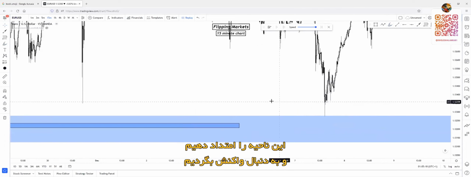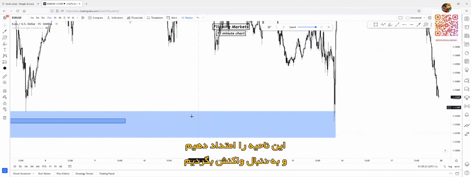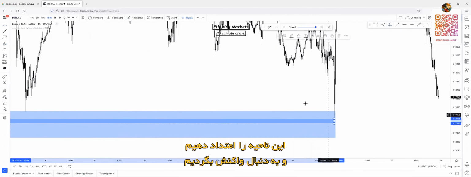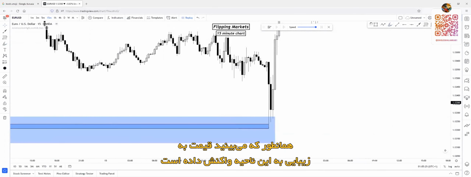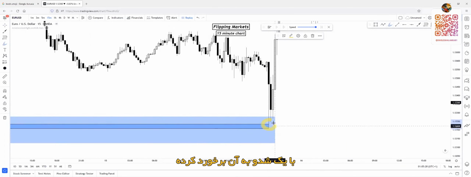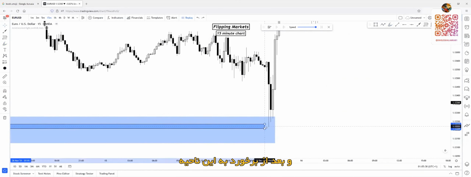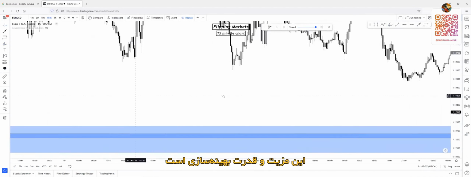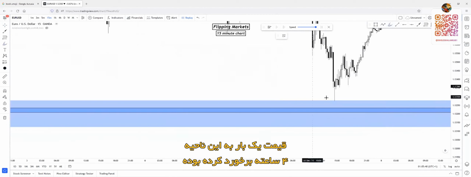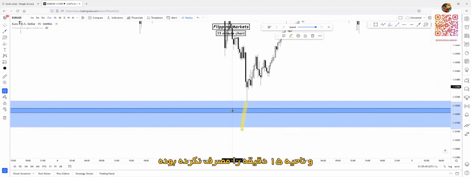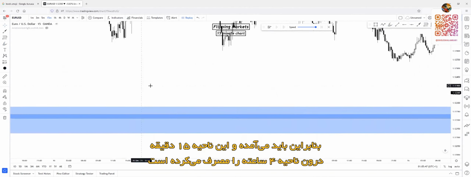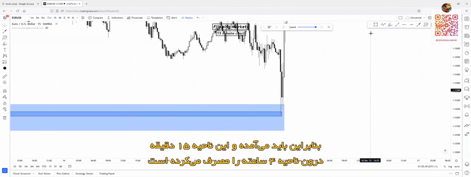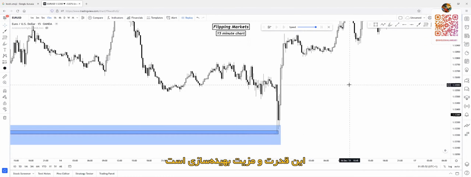Let's just extend this zone and search for a reaction. As you can see, price perfectly tapped this zone, perfectly tapped it with this wick, and after the tap of this zone, it rejected and reversed the price to the upside. So this is the power of the refinements, because as you can see, price had already tapped the 4-hour zone, but it didn't mitigate the full zone and didn't mitigate the 15-minute zone. So it had to come down to mitigate the 15-minute zone inside of the 4-hour. This is the true power of the refinements.